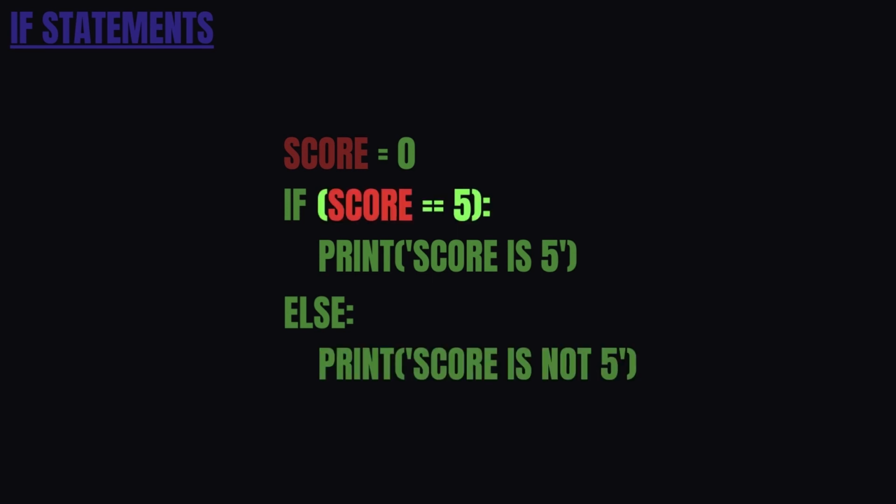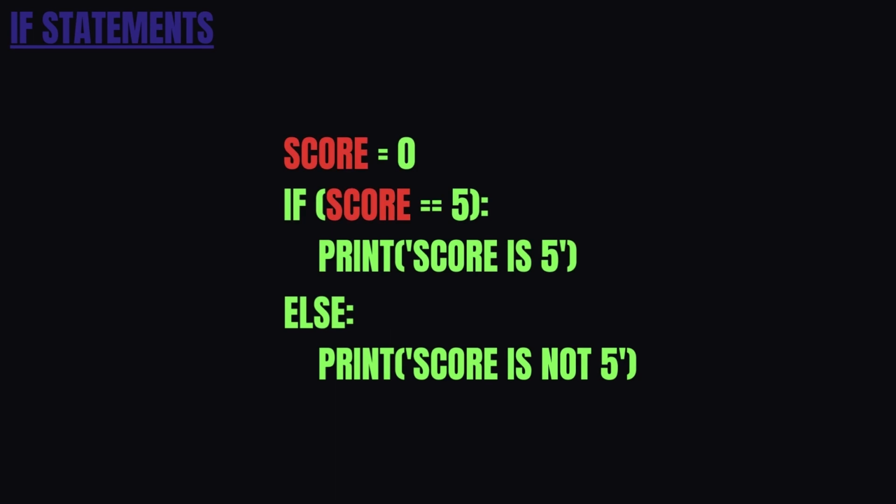So, when the condition is true, the code in the if statement runs, and when the condition is not true, the code in the else statement runs. In this case, score is 0, and the condition is checking if score is equal to 5. So the condition is not true, and the code in the else statement will run.